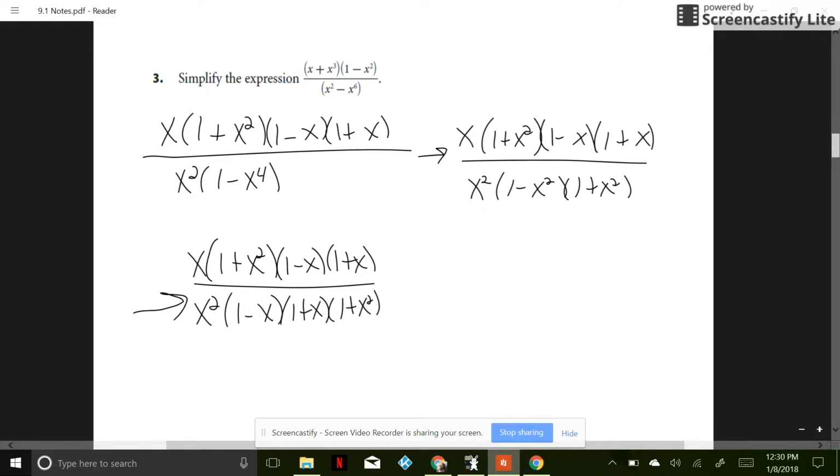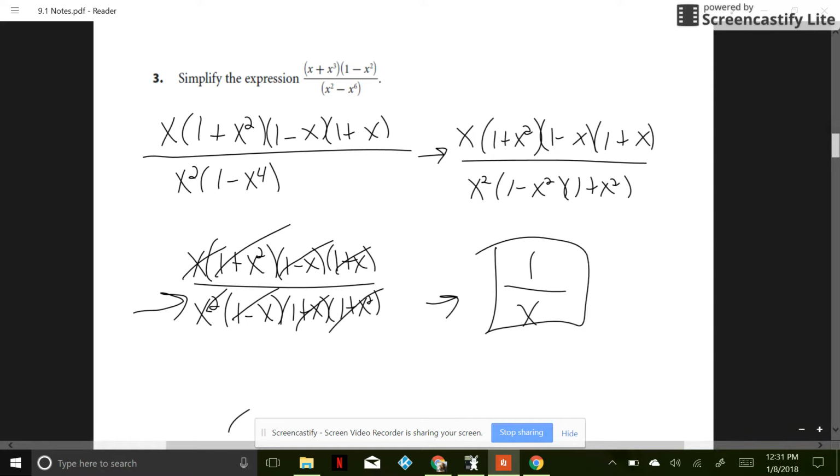So now that we've factored completely, you can see the things that are dividing out. 1 plus x squareds go away. Oops, 1 minus x's go away. 1 plus x's go away. And now we've got an x and an x squared, so that's going to get rid of one of those x's. So everything in our numerator is gone. We're left with 1. Our denominator got rid of everything except an x. So this is our simplified expression, 1 over x.